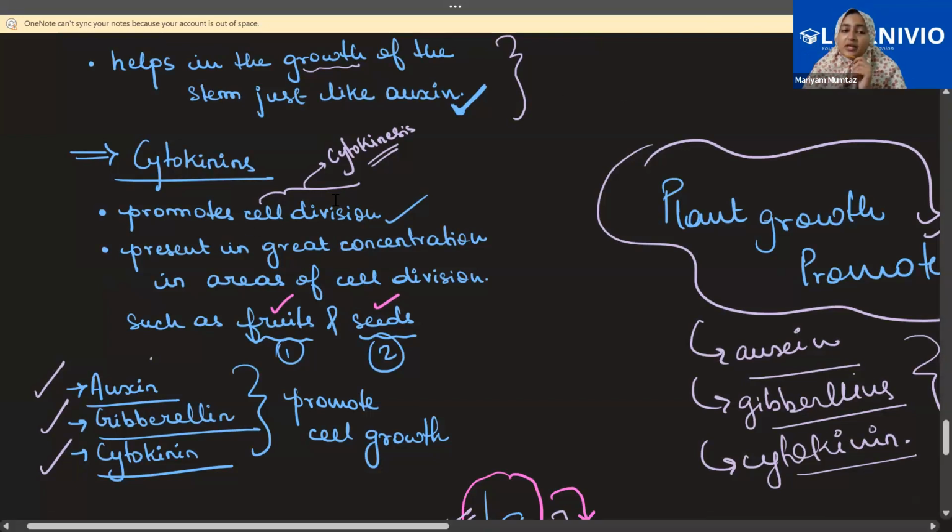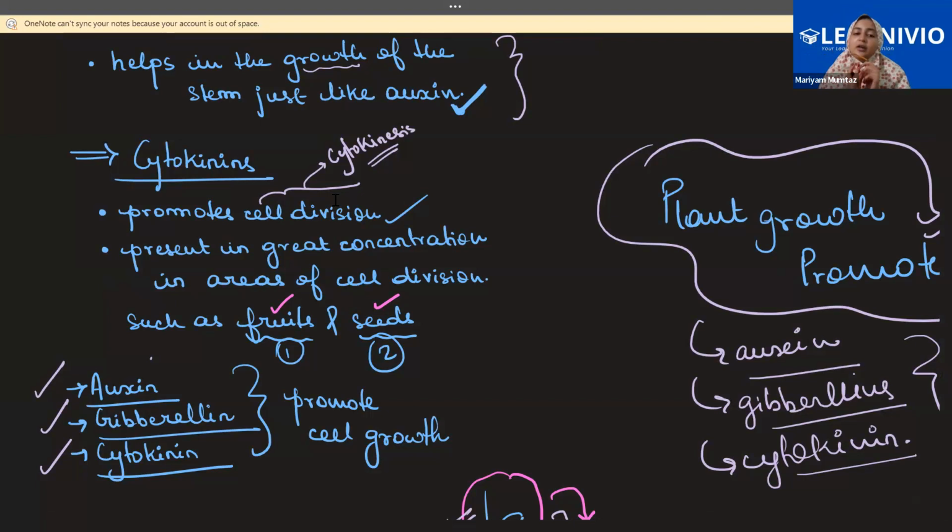Now, where is it present? All those areas of the plants that require a lot of cell division, or that require a great deal of concentration so that they can constantly divide, such as the fruits and the seeds. There cytokinins are present in much more amount as compared to the other parts.